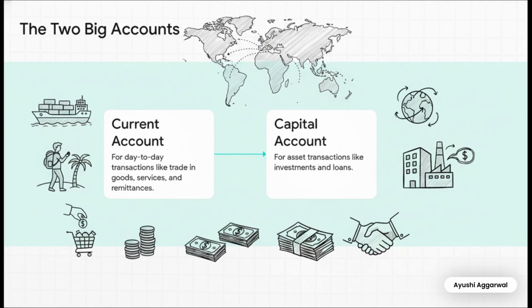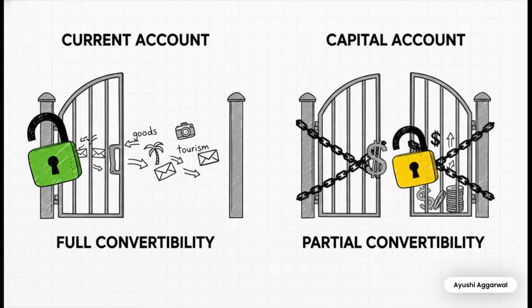For this reason, all international transactions get sorted into two big buckets: the current account and the capital account. The current account is for all the day-to-day stuff: buying and selling goods, tourism, sending money home. The capital account is for the big long-term stuff, like investments and loans. Getting this difference is absolutely key. So this is the crucial point you need to remember.